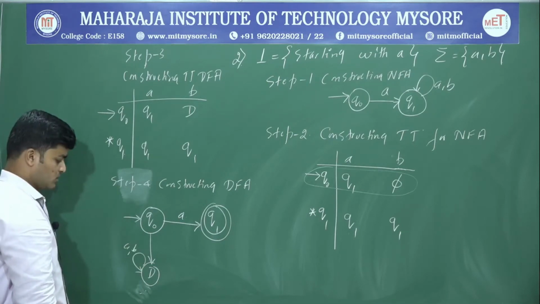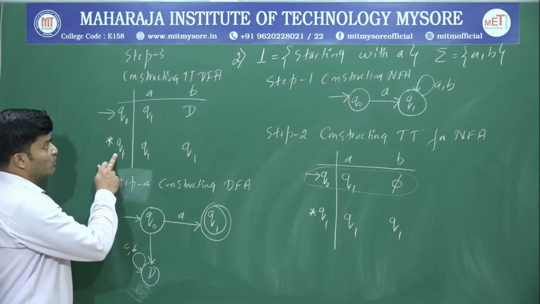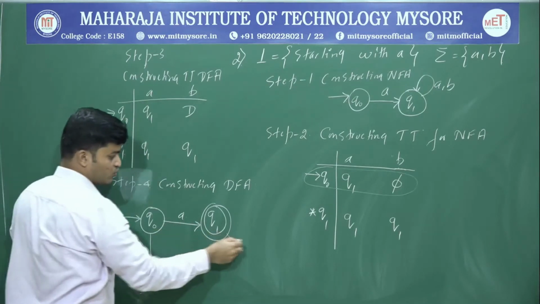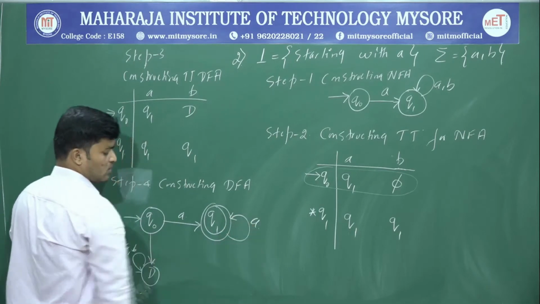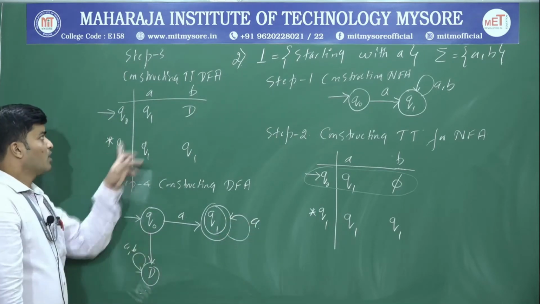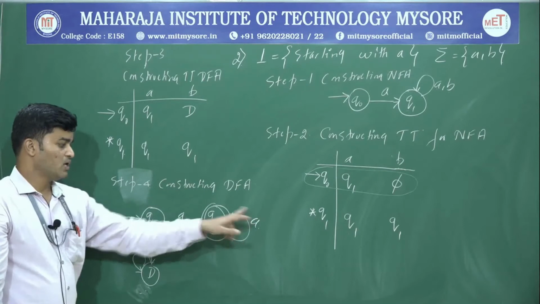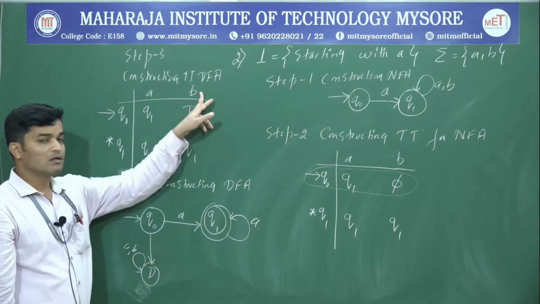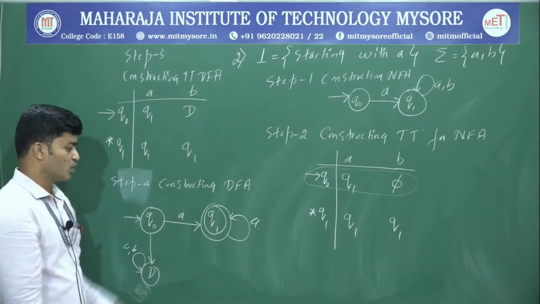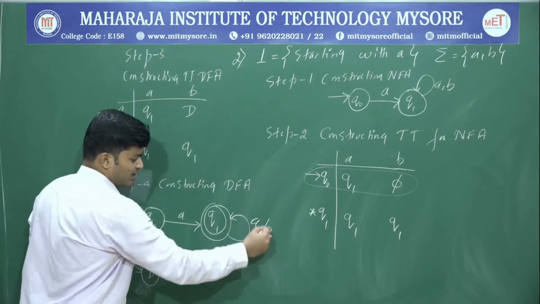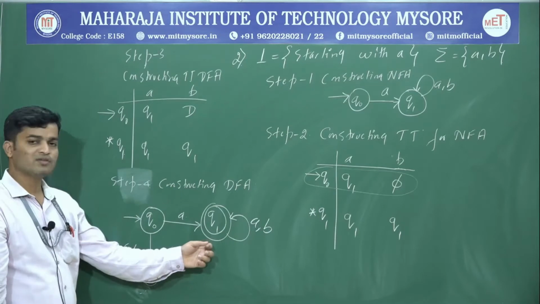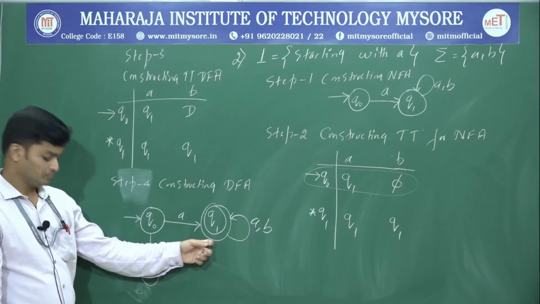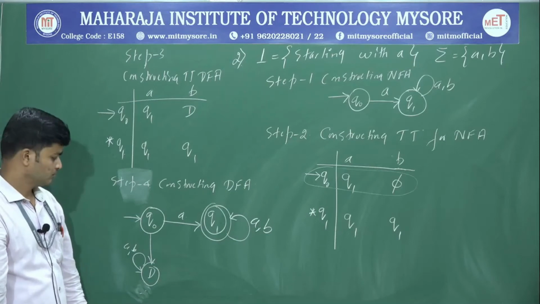Now go with Q1. What is Q1 upon A? Q1 upon A is Q1. And what is Q1 upon B? Q1 upon B is again Q1. So Q1 upon A, B is also Q1. So now this is your final required DFA.